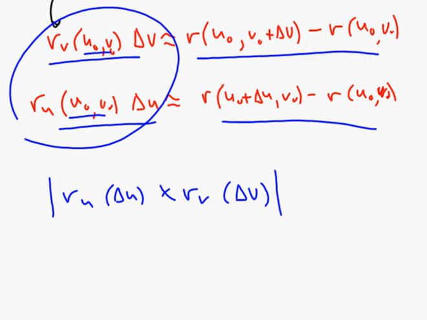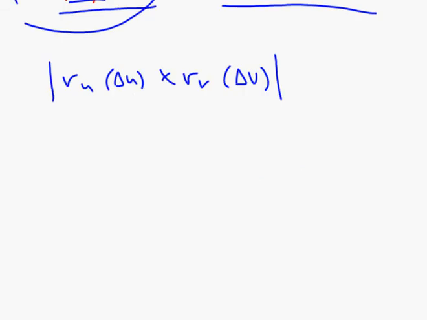Okay, but we know some properties of cross products. You need to go back and look at those. But basically, delta u is like a scalar. Delta v is like a scalar. So we can factor those out, and we get this: Ru cross Rv times delta u delta v. Okay? And that really comes from what we talked about.